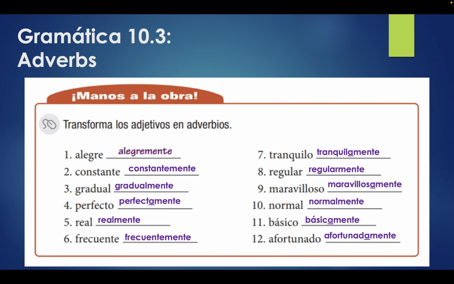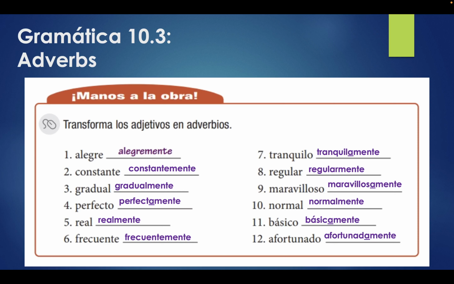Number 8 gives us regular, regular. To say regularly, we get regularmente. Number 9, maravilloso, marvelous. To say marvelously, maravillosamente. We made it feminine first and then added mente. Number 10, normal, already ends in a consonant, so normalmente. Básico, we have to make feminine, básica, and then mente, básicamente, basically. And number 12, afortunado, we make feminine, afortunada, and then add mente, afortunadamente.